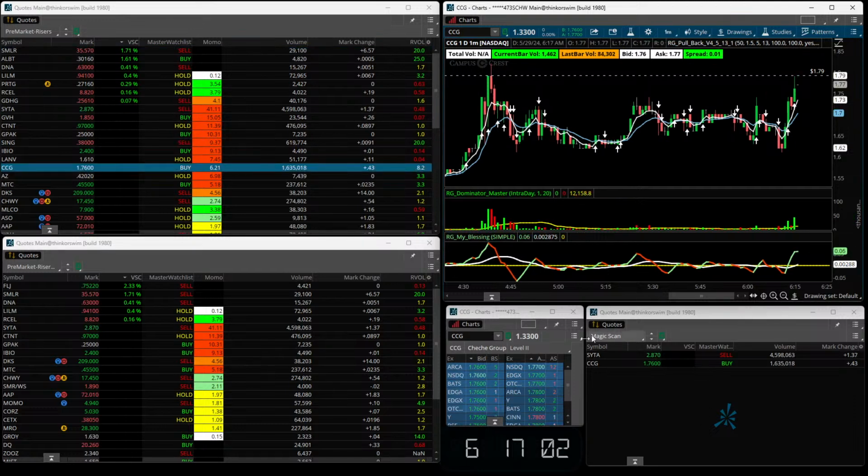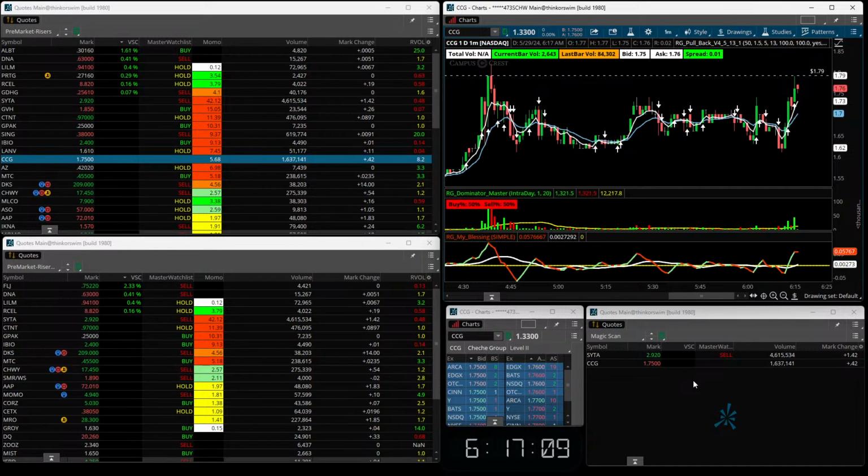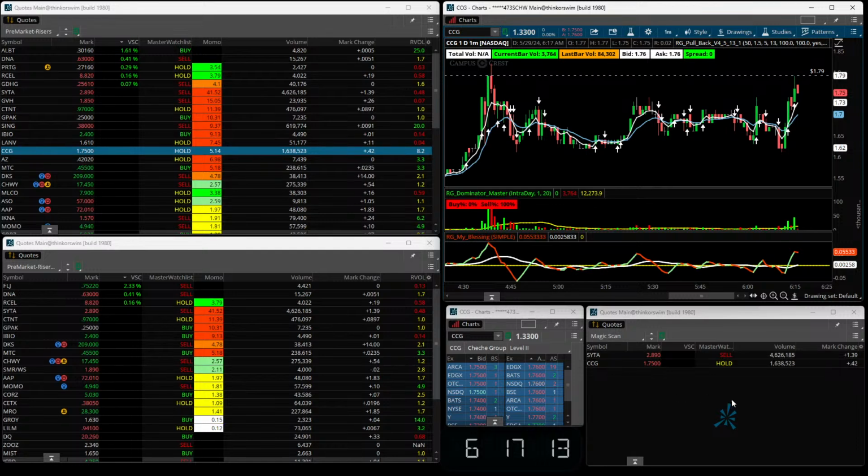If you haven't seen Magic Scan, this scan keeps up with what's moving in the mornings and during the day. It's a great scan to have on your screen. So far, it's CCG and SYTA.